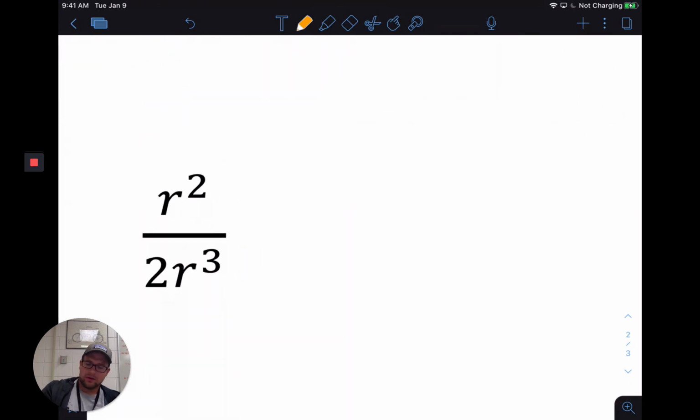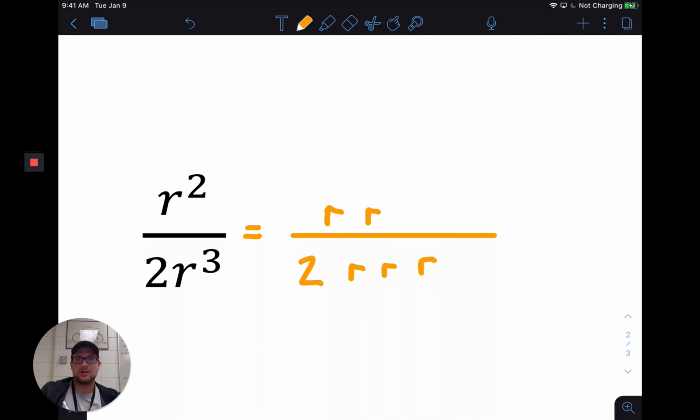Now, we can either take the top minus the bottom, or maybe you like that string it out idea that we did earlier. So let's try that. If I have r squared, that is just r times r. On the bottom, I'm still going to have the 2 down there. And then I have r to the 3rd power. And r to the 3rd is just r times r times r.